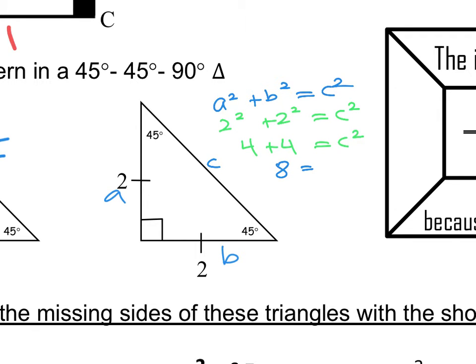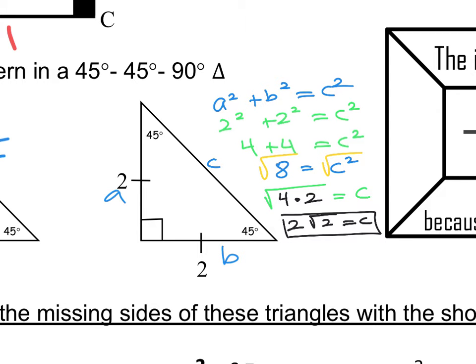4 plus 4 is 8. So if I want to solve for C, I square root both sides. Now to be able to square root 8, I have to think of two numbers that multiply to give you 8, which are 4 and 2. So the square root of 4 is 2. I cannot square root 2, so that remains inside the radical. So the hypotenuse is going to be 2 root 2.